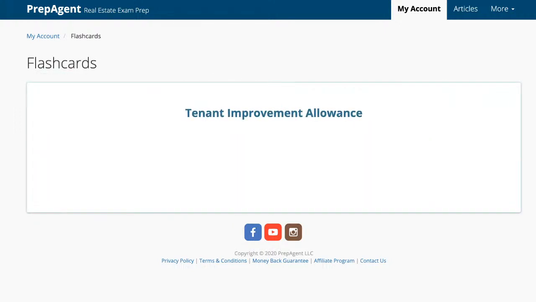Tenant improvement allowance. I love doing this vocabulary because it's our way of doing a general summary of things we learn. Obviously, we don't hit on everything, but it hits on different topics. So what are tenant improvement allowances?